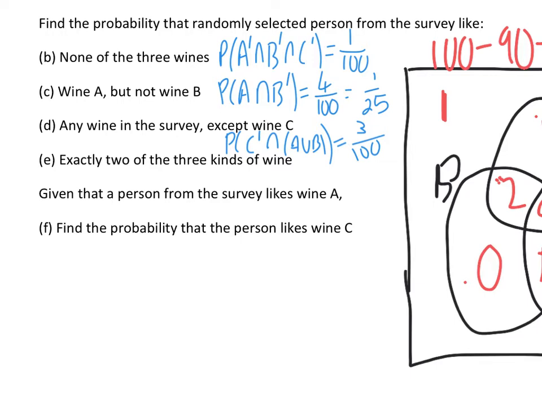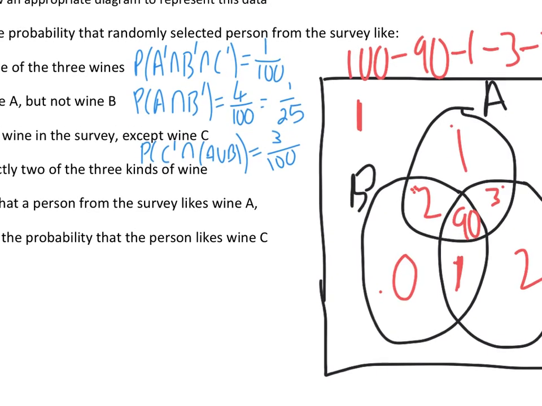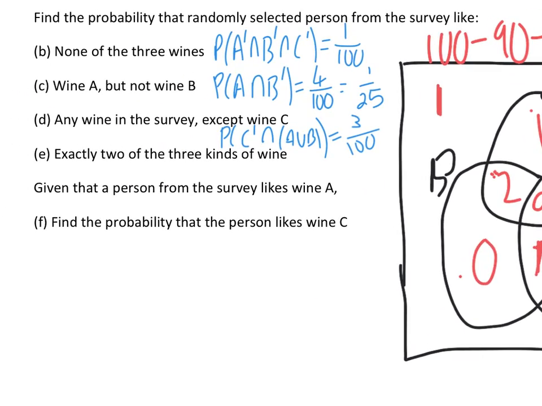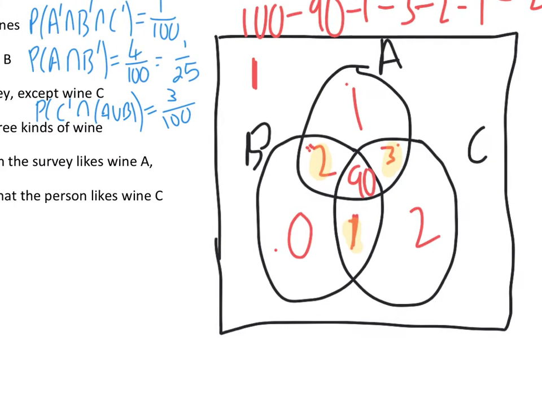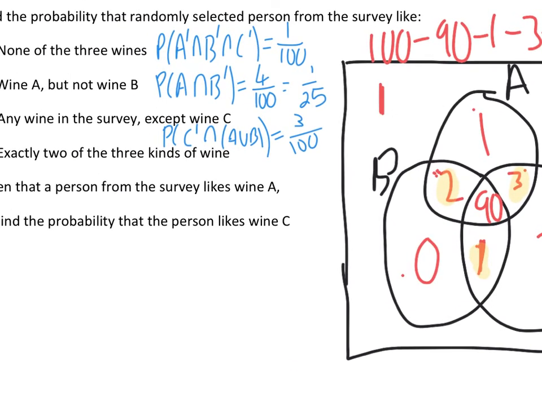Okay, E, exactly 2 of the 3 kinds of wine. What's the probability to like exactly 2? Well, A and B, 2 people like just those 2. 3 people like just A and C. 1 person likes just B and C. So I'll highlight these to make it a bit easier. I'm looking at these 3 numbers here, the 1, 2, and 3. They're where they just like 2 wines, exactly 2 wines. The 90 in the middle likes all 3, so I'm not including that one. So if I add those together, I get 6. So I get 6 out of 100, which I can simplify to 3 out of 50.